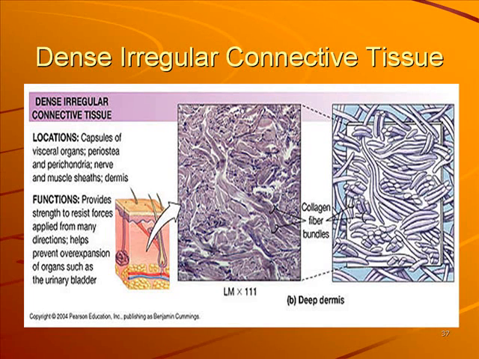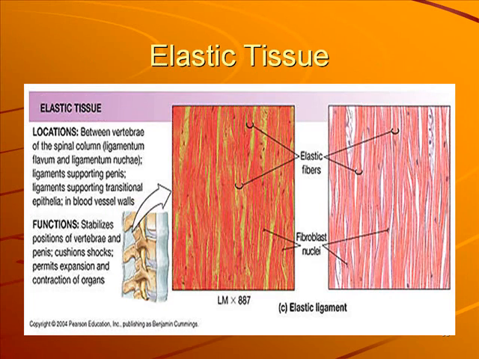Dense irregular connective tissue, as you can see, is a smorgasbord of mixed tissue. Irregular in shape. There's no homogeneity here at all. You see that these cells are basically cross-laid in different areas. Found in capsules of visceral organs, the pericardium, nerve and muscle sheaths, dermis, it provides strength and resists forces applied from many directions. Again, this is tough. It prevents overexpansion of certain structures. The urinary bladder, for example, can only expand to a certain degree.